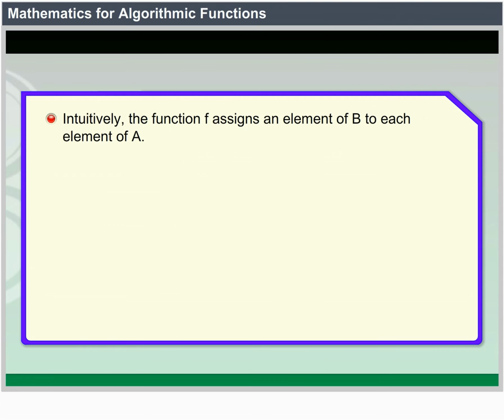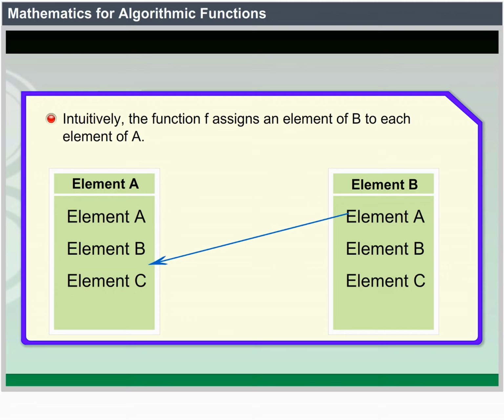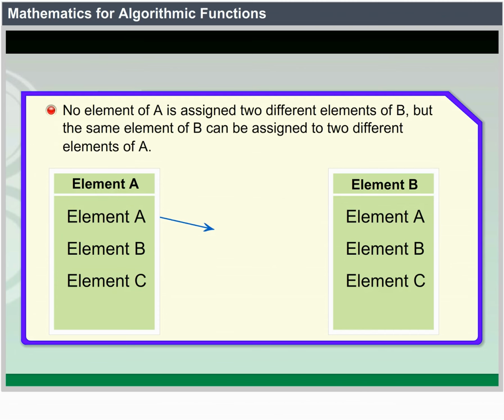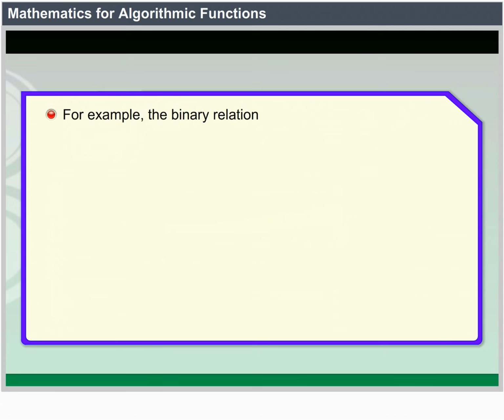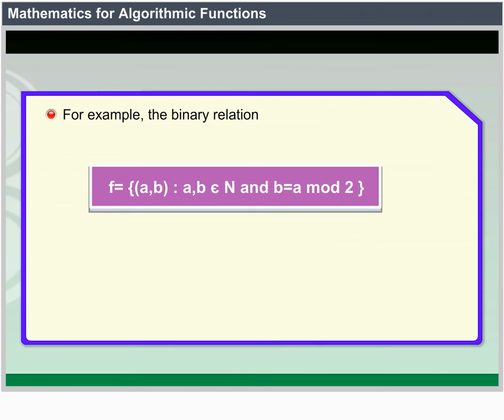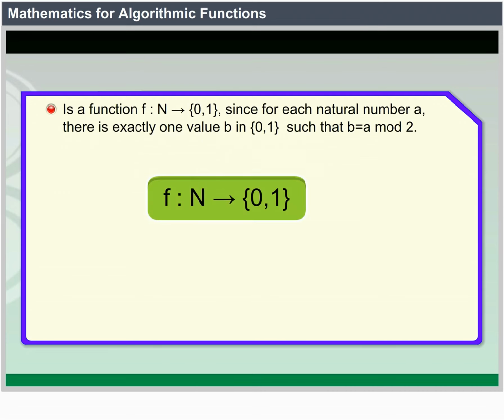Intuitively, the function f assigns an element of B to each element of A. No element of A is assigned two different elements of B, but the same element of B can be assigned to two different elements of A. For example, the binary relation f equal to the set of (a, b) such that (a, b) belongs to N and b is equal to a mod 2 is a function f: N implies the set {0, 1}, since for each natural number a, there is exactly one value b in {0, 1} such that b is equal to a mod 2.